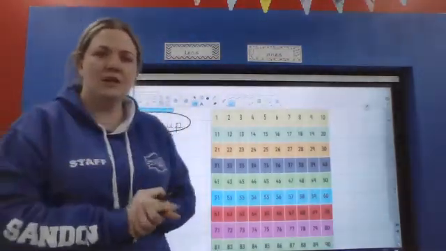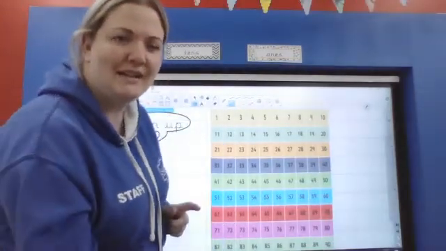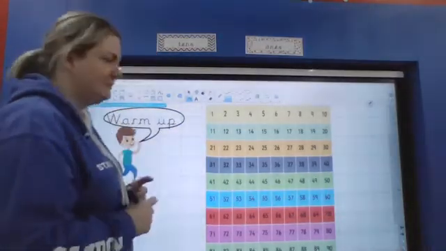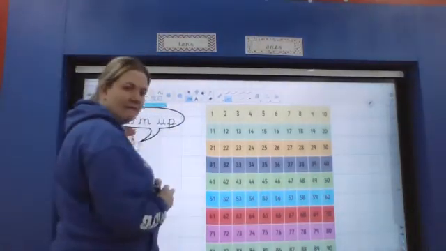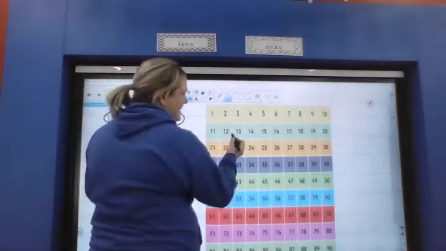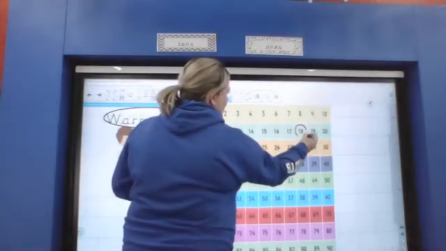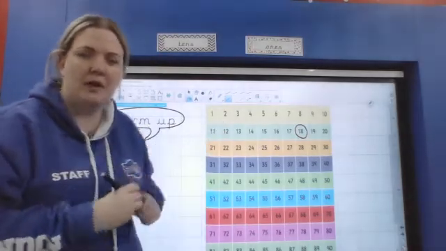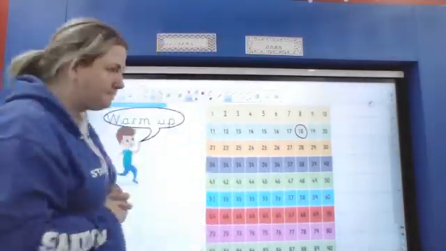Okay, so Mrs. O'Keefe would like to find the number 18. Where would I find 18? Have a look. 18. Excellent. Well done. If you haven't got a 100 square or you can't see this properly, you can write the number on your whiteboard for me, okay?